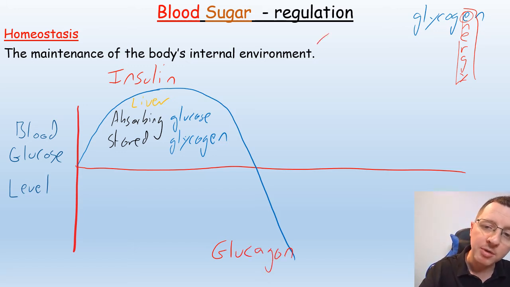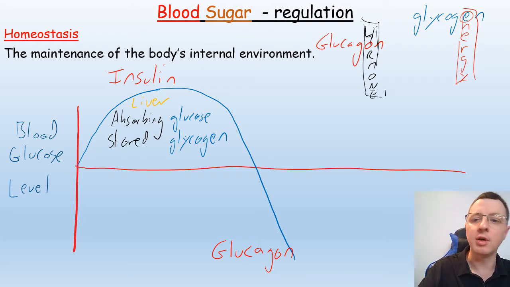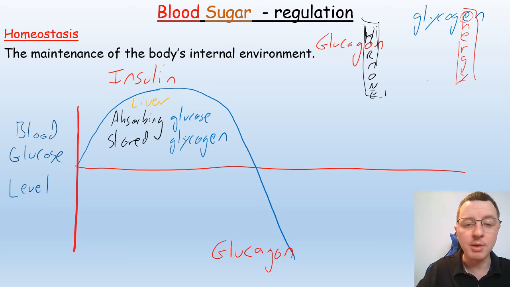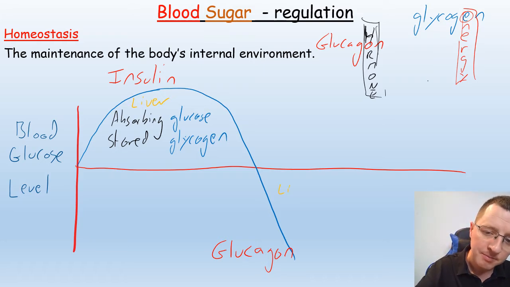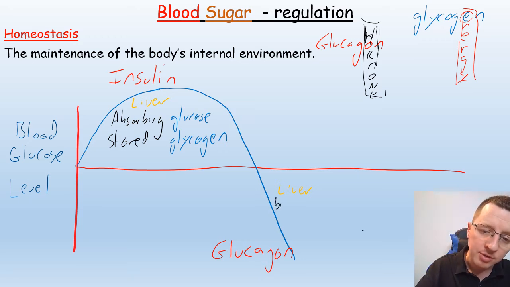Now again, we can remember that glucagon is a hormone by thinking about that final O, and we can write the word hormone, using that O to remind ourselves. Glucagon is a hormone. So glucagon will again be released by the pancreas, and it will travel in the blood to the liver, and the liver cells will react to this hormone glucagon by breaking down the glycogen.